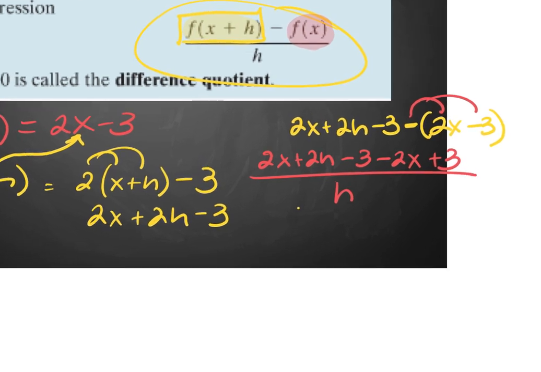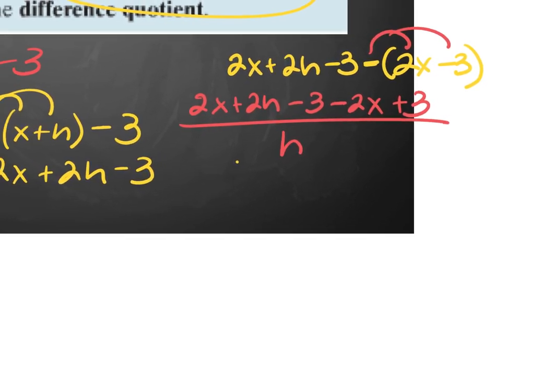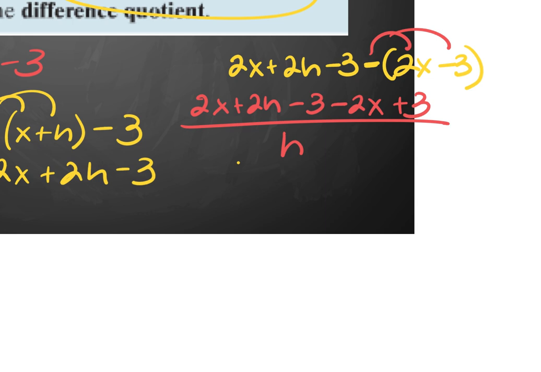Okay, now I'm going to combine my like terms. And if you've done this correctly, everything that doesn't have an h should cancel out. So 2x and negative 2x are going to cancel out. Negative 3 and positive 3 are going to cancel out. And I just get 2h over h.